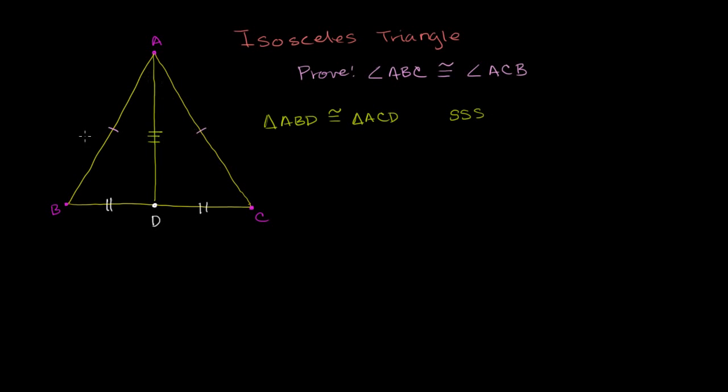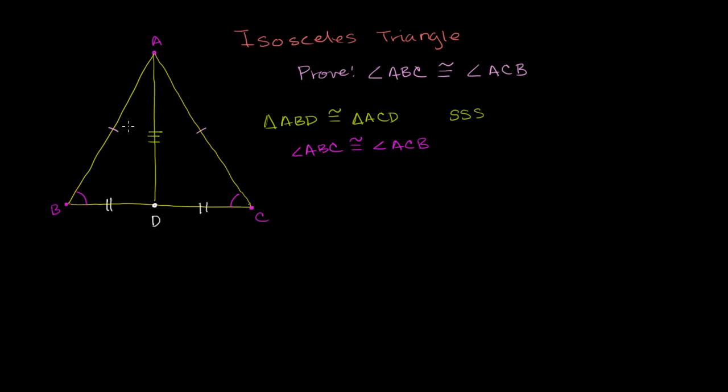You have two triangles that have three sides that are congruent, or they have the same length, then the two triangles are congruent. And what's useful about that is if these two triangles are congruent, then their corresponding angles are congruent. And so we've actually now proved our result, because the corresponding angle to ABC in this triangle is angle ACD in this triangle right over here. So that we then know that angle ABC is congruent to angle ACB. So that's a pretty neat result.